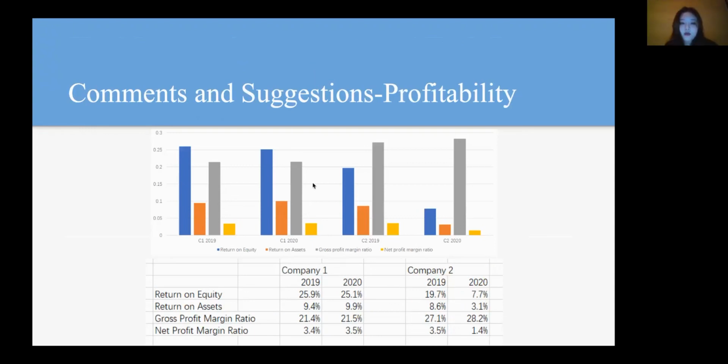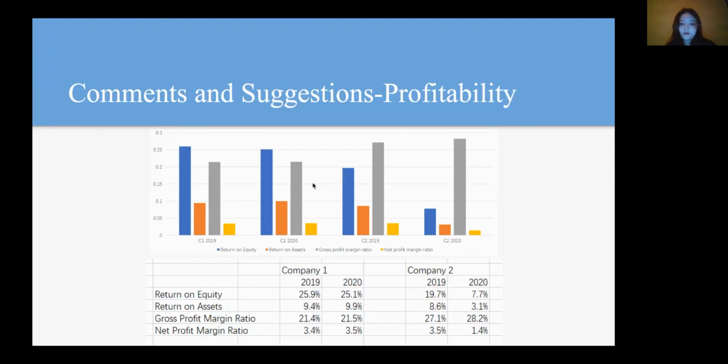For Company 1, return on equity has decreased by 0.8%. This decrease is attributed to a decrease in capital that has been utilized. Return on assets has increased by 0.5%. This led to the increase of gross profit margin and net profit margin. The increase in gross profit margin of 0.1% is due to a possible increase in sales price or reduction in the purchase price.